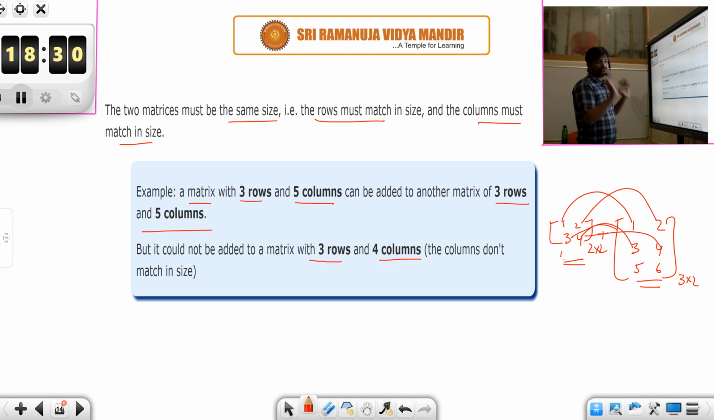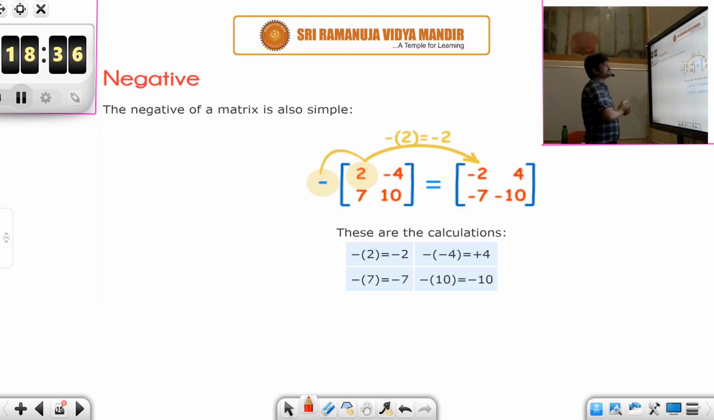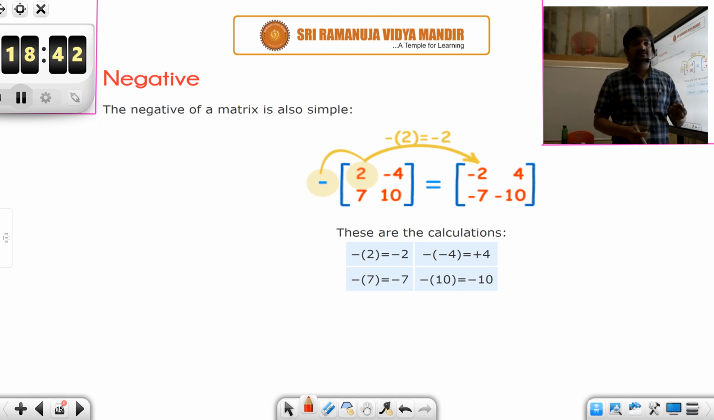Okay, so to add two matrices, look at the orders of each matrix. Both of them should be the same. And then, negative of a matrix. We know what is meant by the negative of a number, right? For example, what is the negative of 2? We'll say minus 2. What is the negative of 1? We'll say minus 1. Similarly, we can define the negative of a matrix as well.